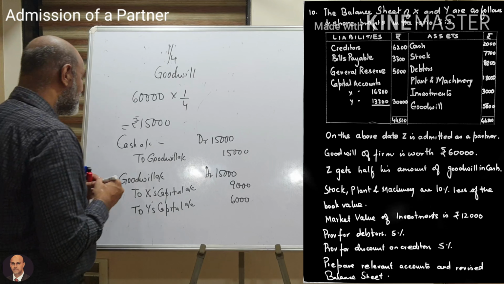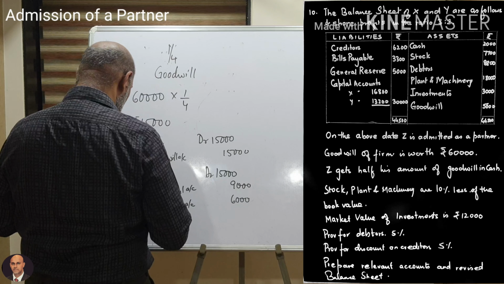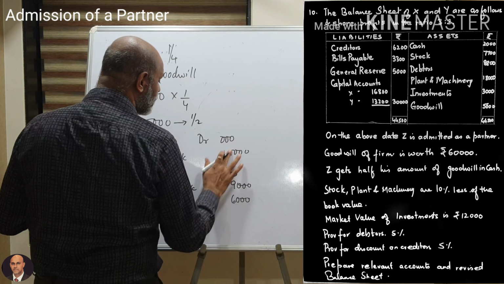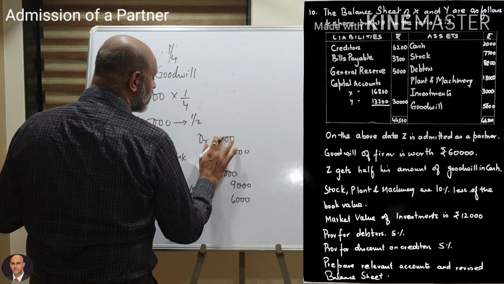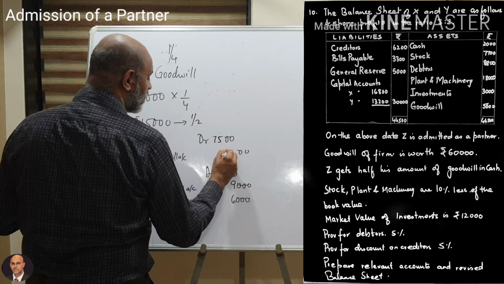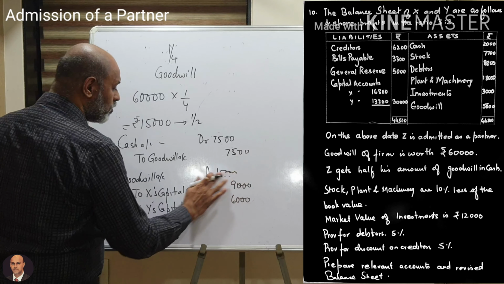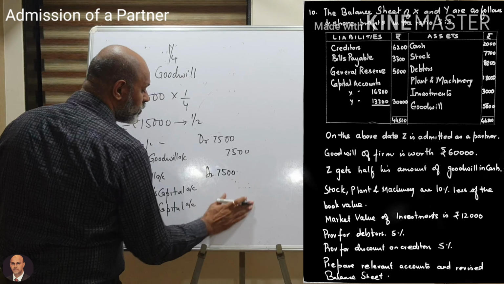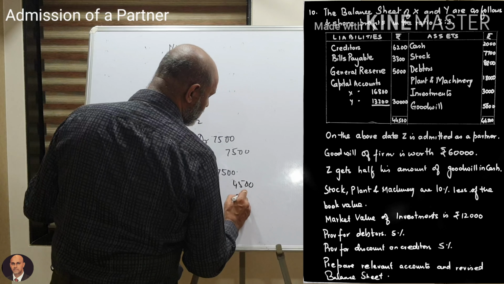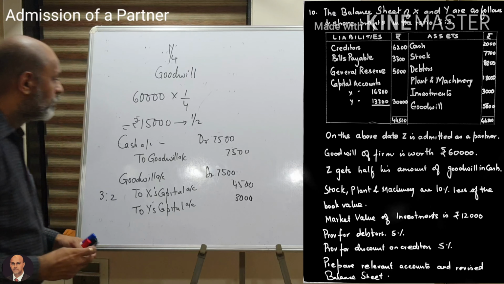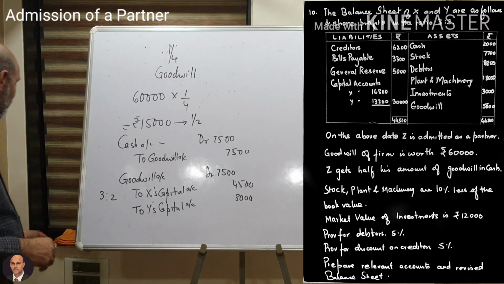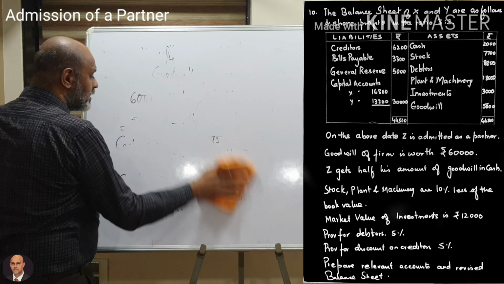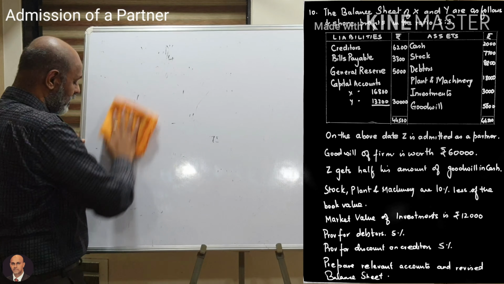It is told that he is going to get half his goodwill in cash. Okay, so there will be a change here. He is getting half his goodwill in cash. So this figure from 15,000 will change to 7,500. So here also it will be 7,500. And here the figures will be 4,500 and 3,000. Which means that the other half of 7,500 he is not going to get. So if he is not going to get 7,500, we will have to pass the adjustment in his current account.